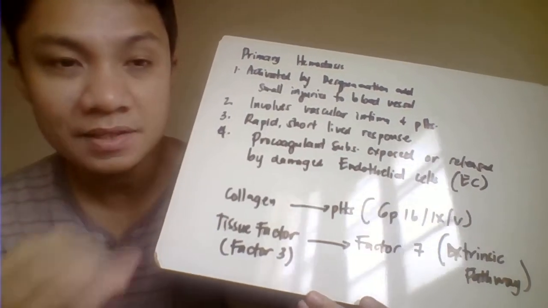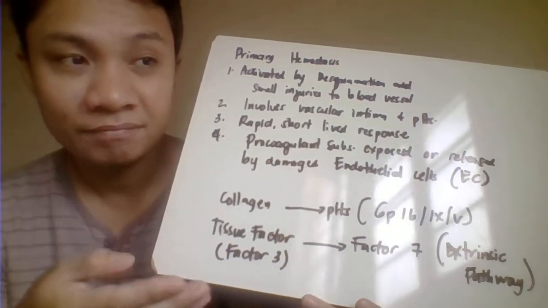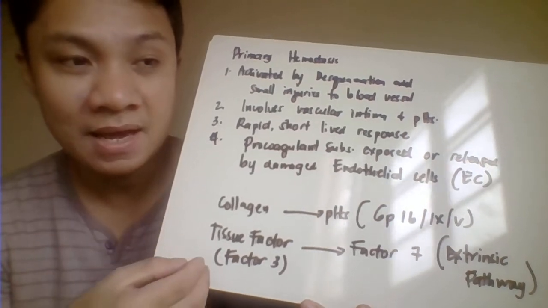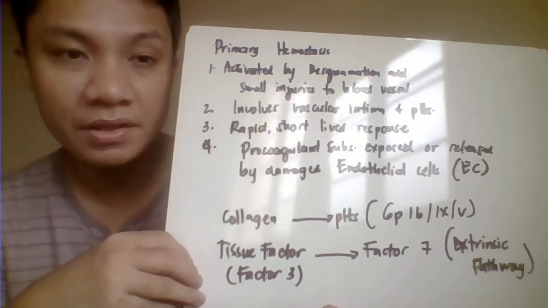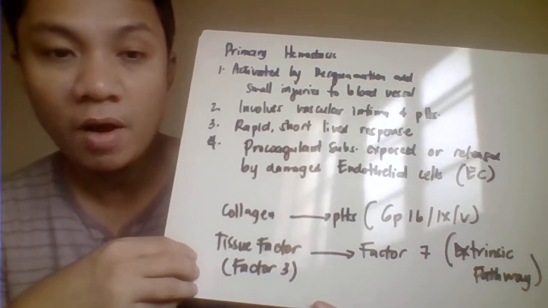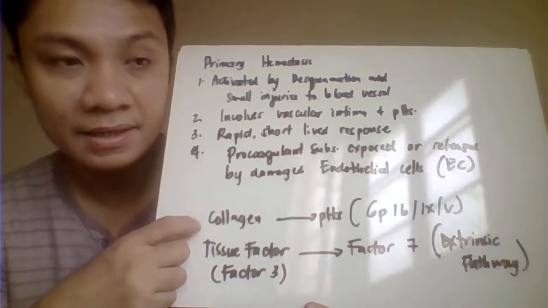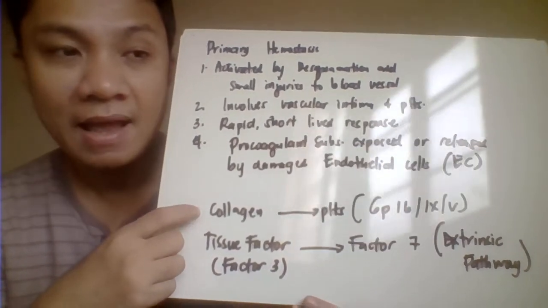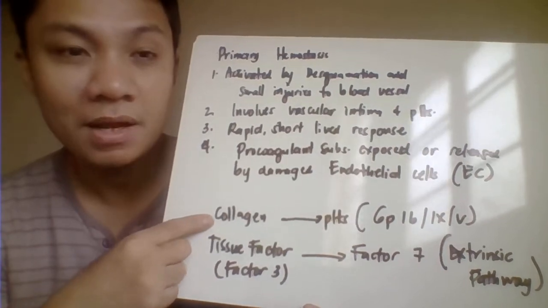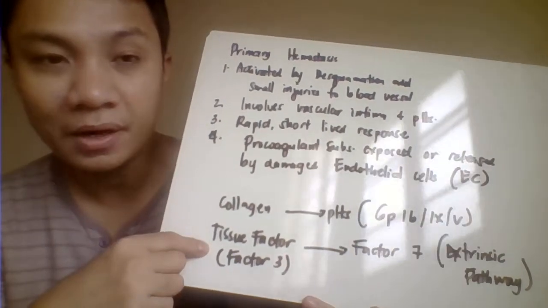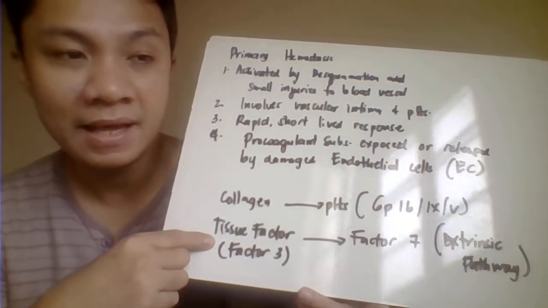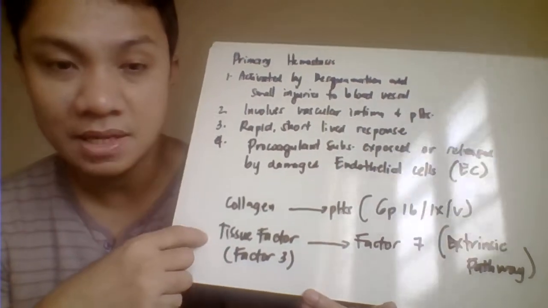So again, once exposed ang ating endothelial cells, because if you have a tissue injury, it will expose your procoagulant substance, which includes your collagen. Collagen ay kailangan ni platelet natin, that's your primary hemostasis. Tissue factor ay kailangan ni factor 7 natin, which is your secondary hemostasis.